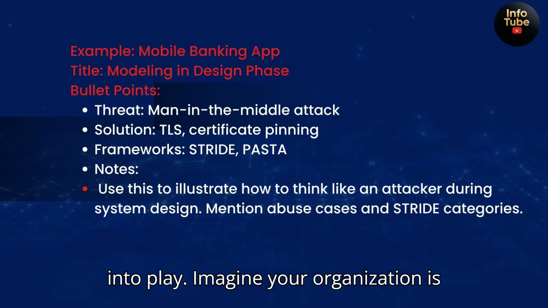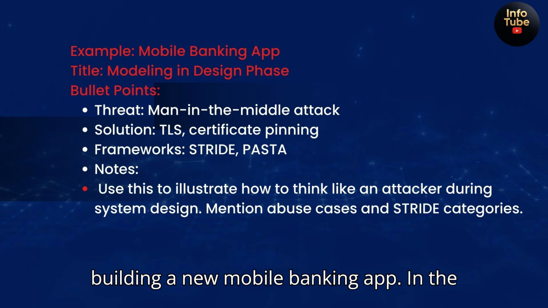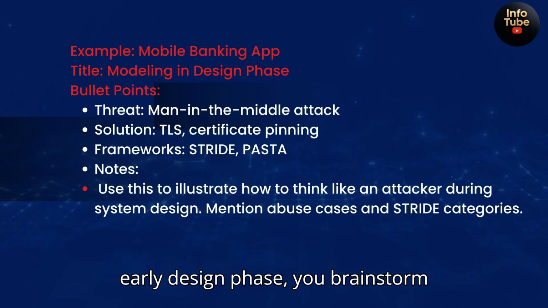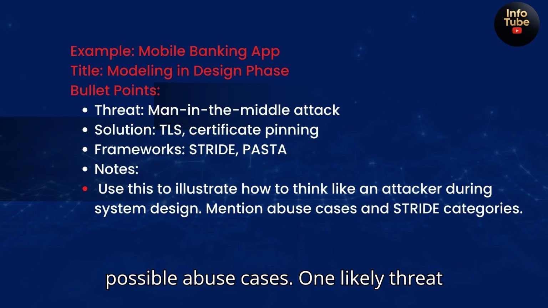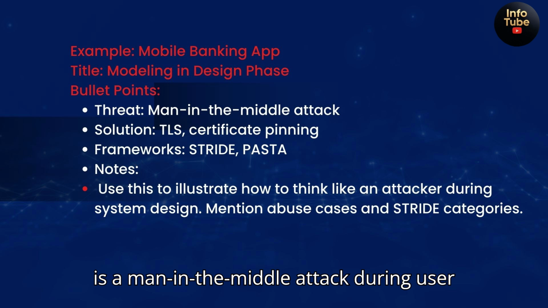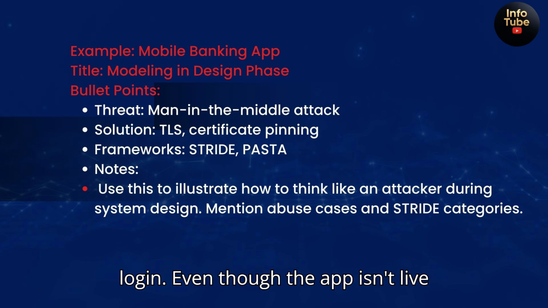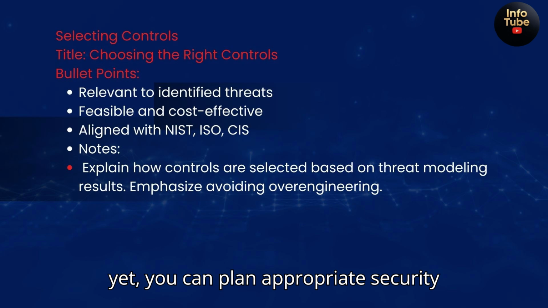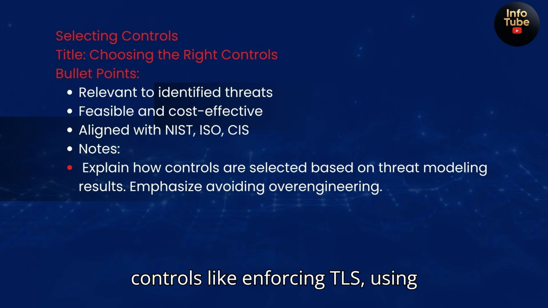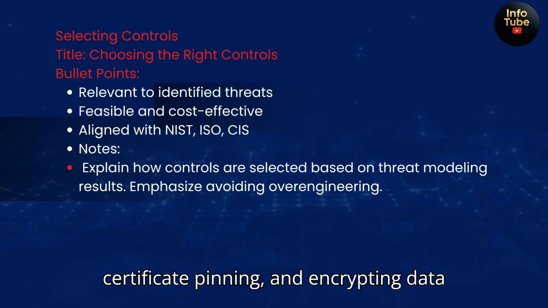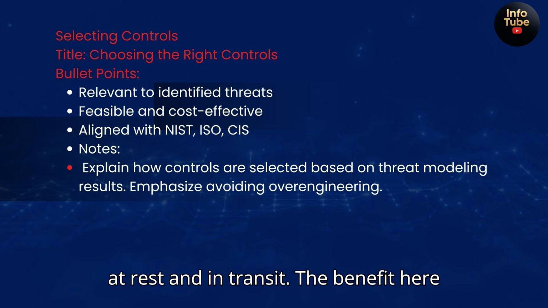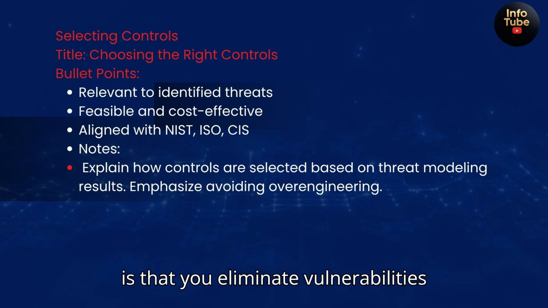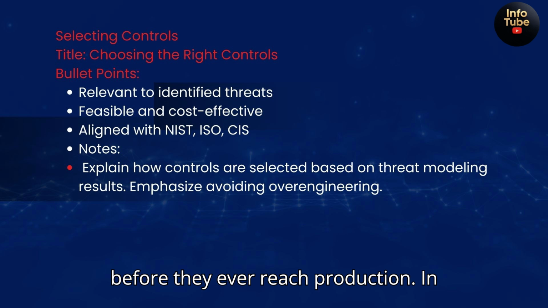Imagine your organization is building a new mobile banking app. In the early design phase, you brainstorm possible abuse cases. One likely threat is a man-in-the-middle attack during user login. Even though the app isn't live yet, you can plan appropriate security controls like enforcing TLS, using certificate pinning, and encrypting data at rest and in transit. The benefit here is that you eliminate vulnerabilities before they ever reach production.